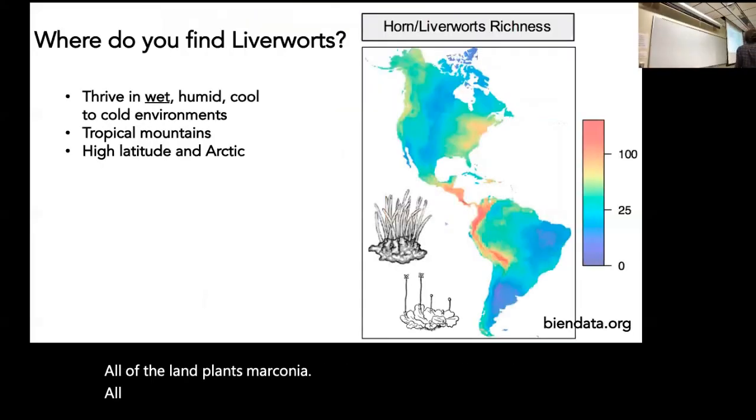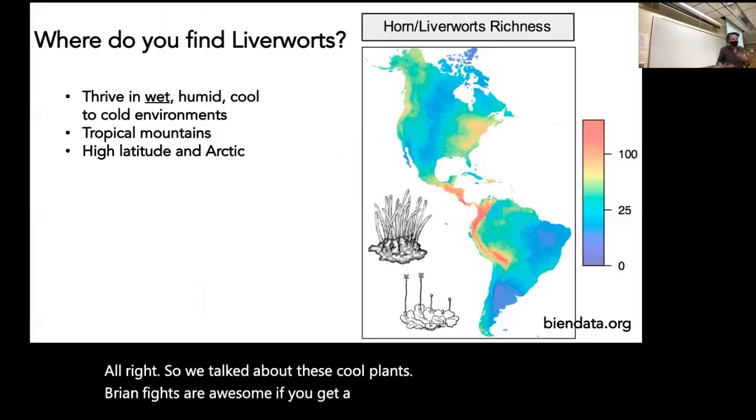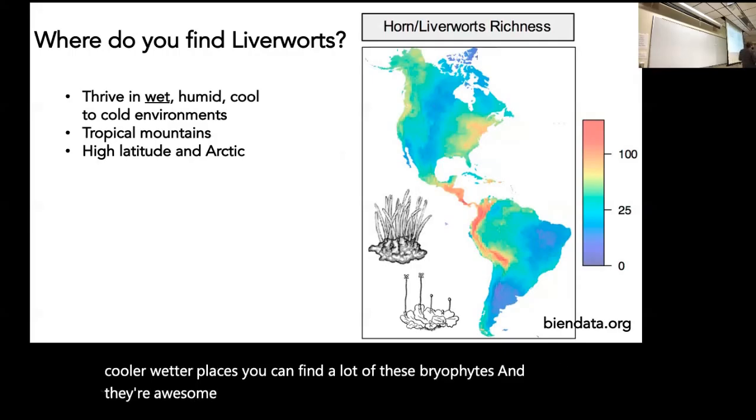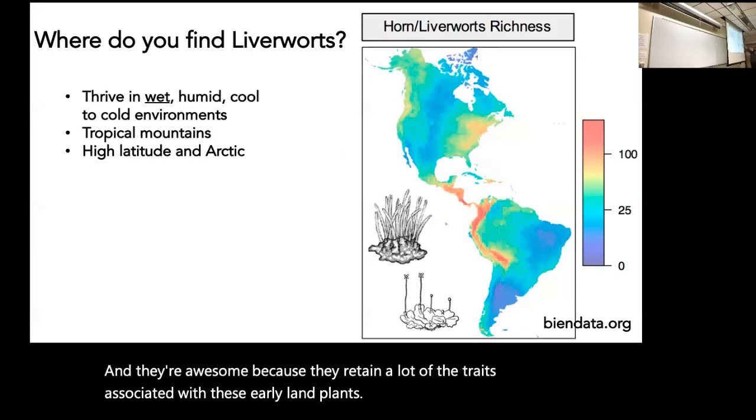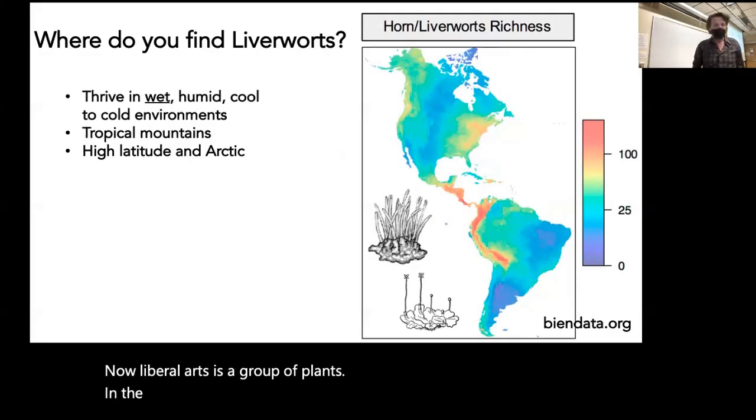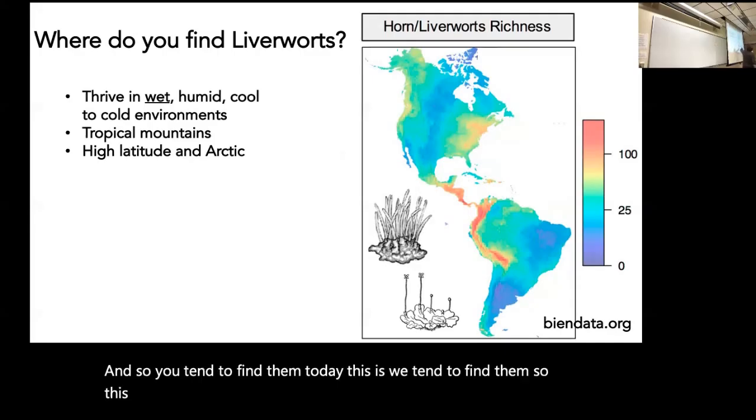All right, so we talked about these cool plants. Bryophytes are awesome. If you get a chance to go out to some really cooler, wetter places, you can find a lot of these bryophytes, and they're awesome because they retain a lot of the traits associated with the early land plants. I'm showing you a heat map here for liverworts, a group of plants in the bryophytes. This is the number of species, by the way. Look at hundreds of species of liverworts.